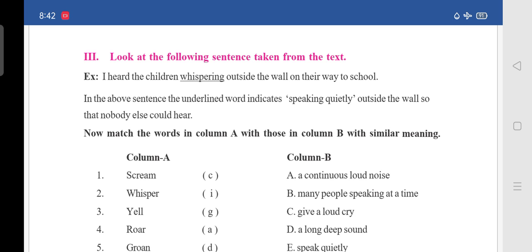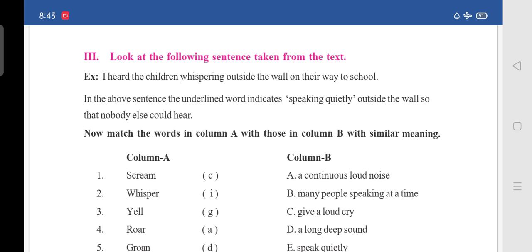Example: I heard the children whispering outside the wall on their way to school. In the above sentence, the underlined word indicates speaking quietly outside the wall so that nobody else could hear. Now match the words in column A with those in column B with similar meaning.